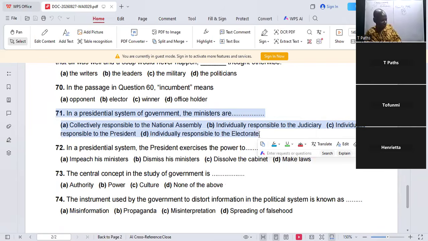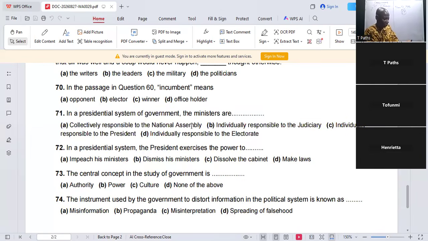So look at the question that is given here. They said, in a presidential system of government, the ministers are dash. A, collectively responsible to the National Assembly? No. B, individually responsible to the judiciary? No. Individually responsible to the presidency? That's the answer. They are responsible to the president, because the president has the power to remove any minister who has failed to live up to expectation.